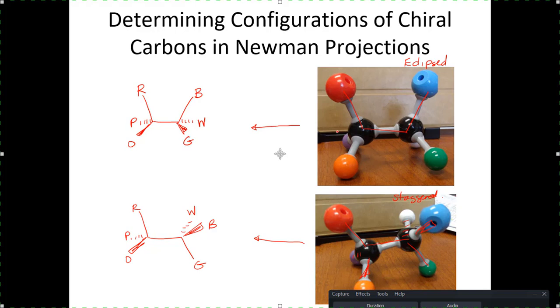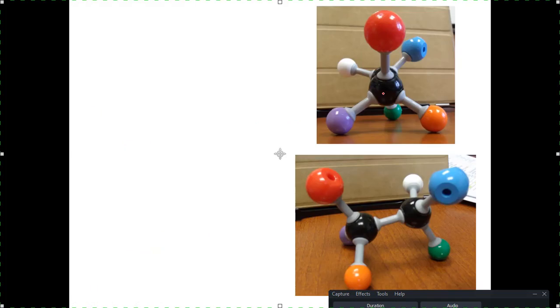So first, the idea is that looking at these models, this is what a sawhorse representation would look like from those models. And now what I'd like to do is come over here and look down this carbon-carbon bond and convert this sawhorse projection to a Newman, and vice versa, from the Newman to the sawhorse. So now what I'm doing is looking down the bottom, the staggered. So this was our staggered that we just saw.